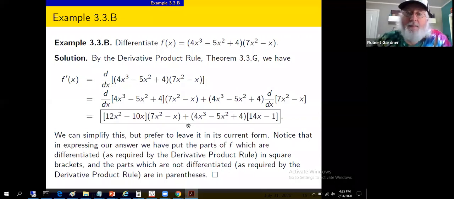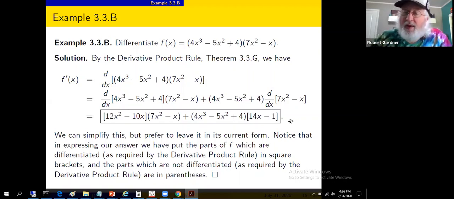Not only that, but in this original function, I see this first part somewhere down here. There it is. There's the first part of that product. I see, untouched, the second part of the product. There it is right there. I see the derivative of the first part. That would go here. Yeah, that's the derivative of that first polynomial. The derivative of the second polynomial, I see it over here.